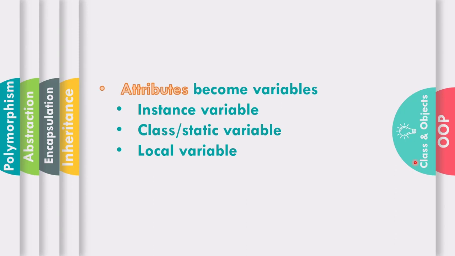Instance variables are variables defined in a class which are outside the methods and constructors. Class or static variables are variables which are declared with the static keyword, which are not bound to objects. The value of this kind of variable is shared among all objects derived from a class. Local variables are variables declared inside methods and constructors.